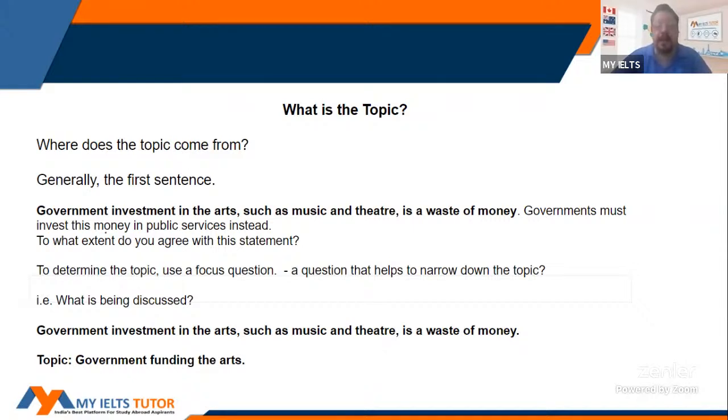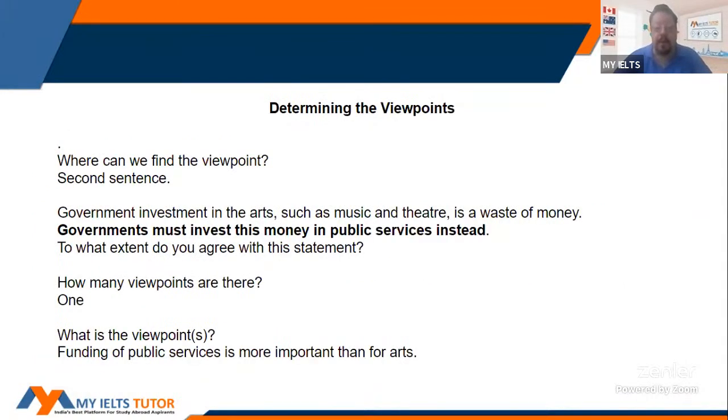Now, the next part are viewpoints. Now, how do you determine the viewpoints? Well, where can you find the viewpoint? That's generally the second sentence. In this one, we have the viewpoint. Governments must invest this money in public services instead. That's the viewpoint. Now, how many viewpoints are there? There's one. You might think that government investment in the arts is a waste of money is a viewpoint, but that really isn't. That really supports the main viewpoint, which is governments must invest this money in public services instead, the second sentence.